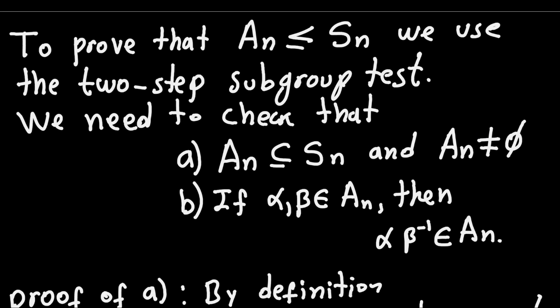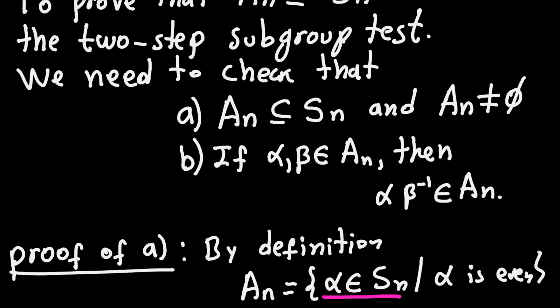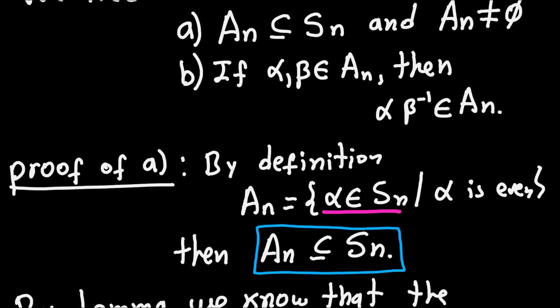The second part is this. Every time you take 2 elements alpha and beta in the set An, then alpha star beta inverse is also in An. Here, star is the binary operation. In this case, the binary operation is composition, but I'm ignoring that here. So once we check that these 2 things are true, then we will have a proof that An is a subgroup of Sn. So that's what we're going to do. So let's go into the proof of part A, which is this part here.